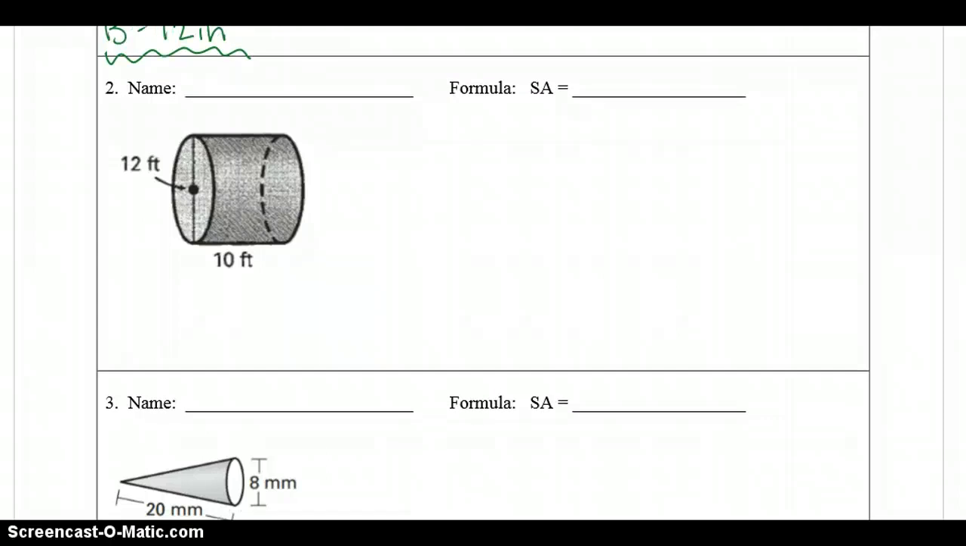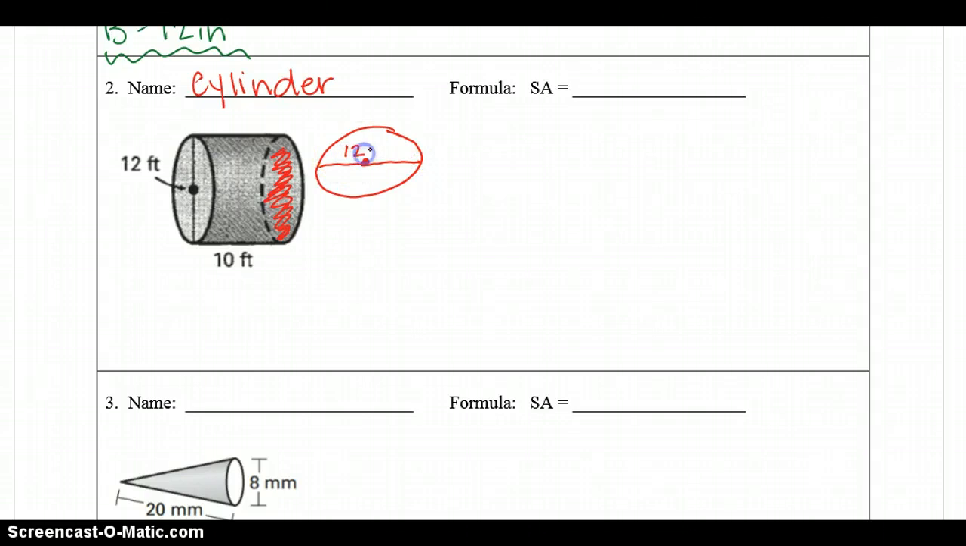Number 2, what is the name of our solid here? It's a cylinder. Our base in a cylinder is a circle. Again, I want us to draw a picture of our base, just so we can see what we're looking at. It gives us that the length going across the circular base is 12 feet.